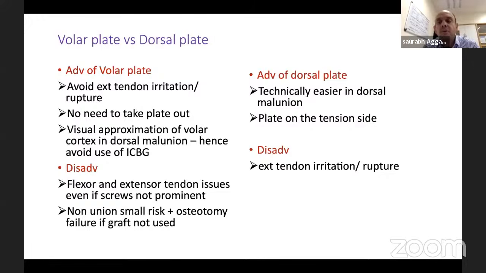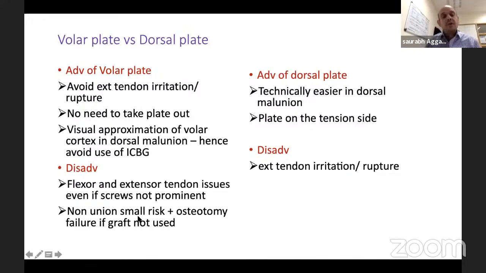Extensor tendon issues, because when you're doing an osteotomy from the volar side, you have to complete the osteotomy, you have to go to the dorsal surface to correct the dorsal malunion. Then the sharp ridges at the dorsal surface can cause EPL rupture or irritation. Then when the osteotomy is healing up, dorsal callus can cause EPL rupture. So it's a very important point that even from the flexor side, you can have EPL rupture.